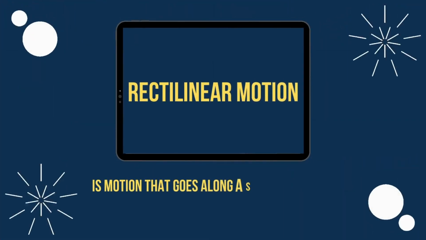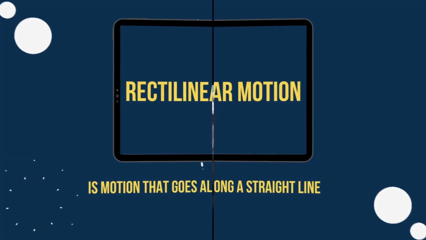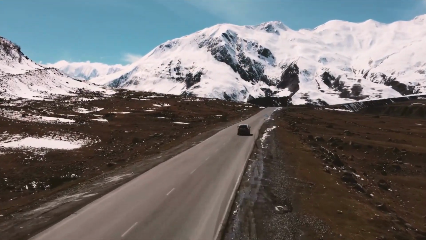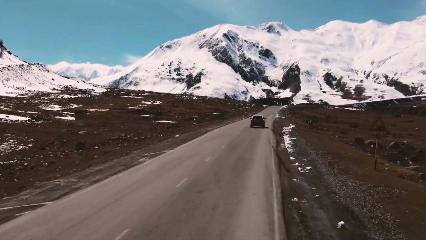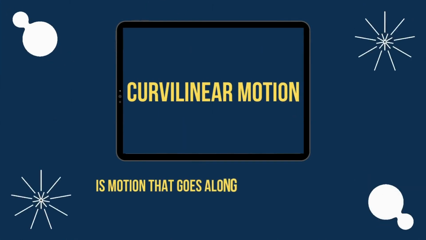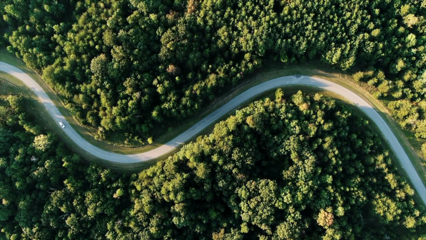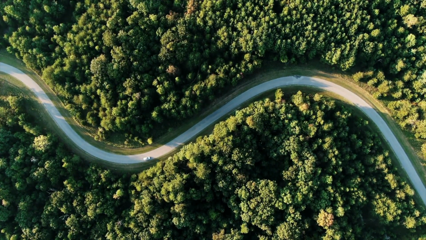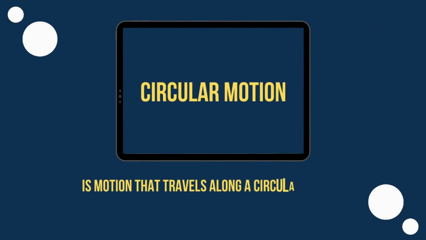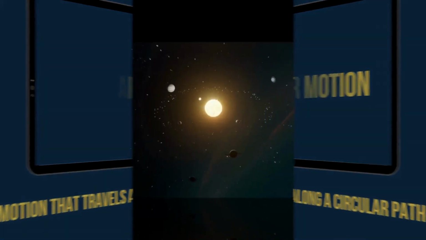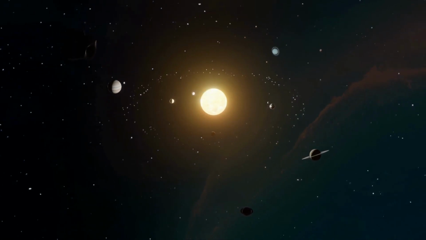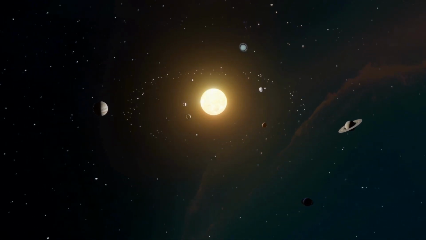Rectilinear motion is motion that goes along a straight line, such as a car driving down a long stretch of a straight road. Curvilinear motion is motion that goes along a curved path, such as a car that's driving down a curved road. And circular motion. This motion, as it says, is motion that travels along a circular path, such as a planet's revolution around the sun.